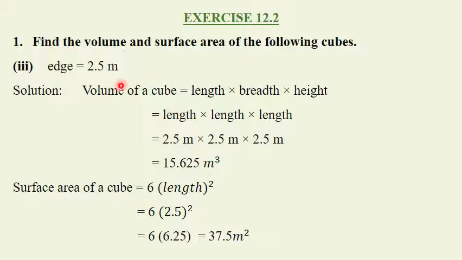Whatever unit is given to you, you will write it in cubic form. Okay, now the surface area of a cube will be equal to 6 and length square. 6 is the constant and the length is 2.5, take a square. After the square we will have 6.25 into 6, and after final multiplication we have 37.5 meter square. This is the surface area of a cube.